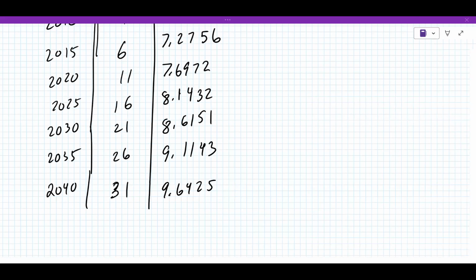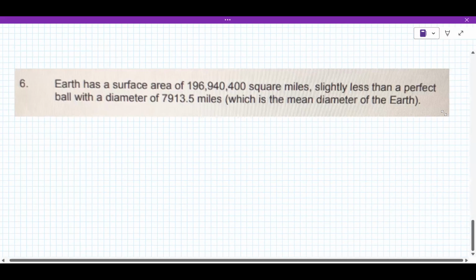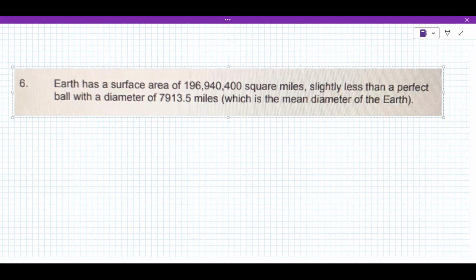Mm-hmm. And that's it for, so 6 is maybe a different problem. Gonna restart. I don't know. Maybe. I think so. Wonder if this is like consuming all resources problem. We have too many people on the planet, right?